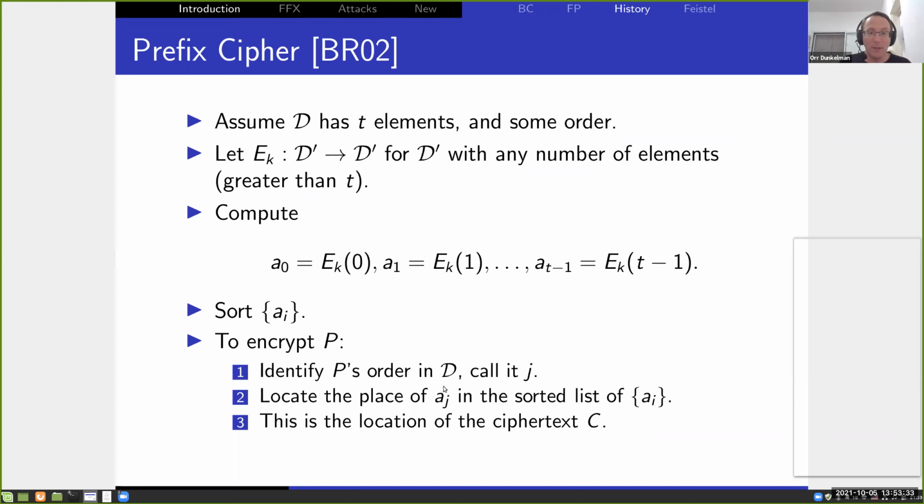Now, you look for AJ in the sorted list. For example, if we try to encrypt the value 1, because the counting starts at 0 here, this is the second value. So we're going to find A1 in the sorted list of the Ai's. If A1, the second value, happens to be in location 55, that means that P was encrypted to the value which happens to be in location 55 in the original domain. And that's it. Very simple. It takes constant time.